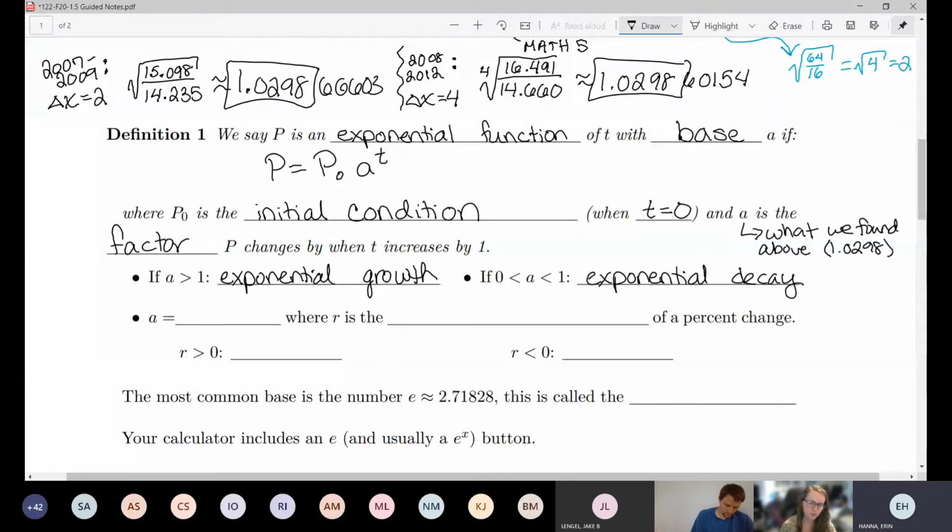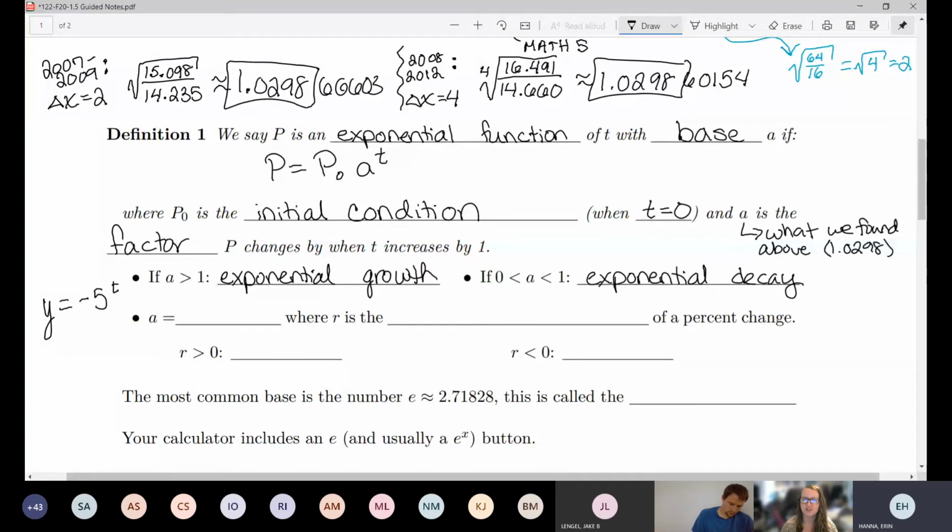Now there's a couple things to note here. We're not allowing A to be negative. What if A is less than 0? If we had something that looked like this, -5 to the t, you might say, oh, well, then your a is -5. No, the a value is never negative. That negative would technically be associated with the p naught, so p naught would be -1. So the a value is never going to be negative.